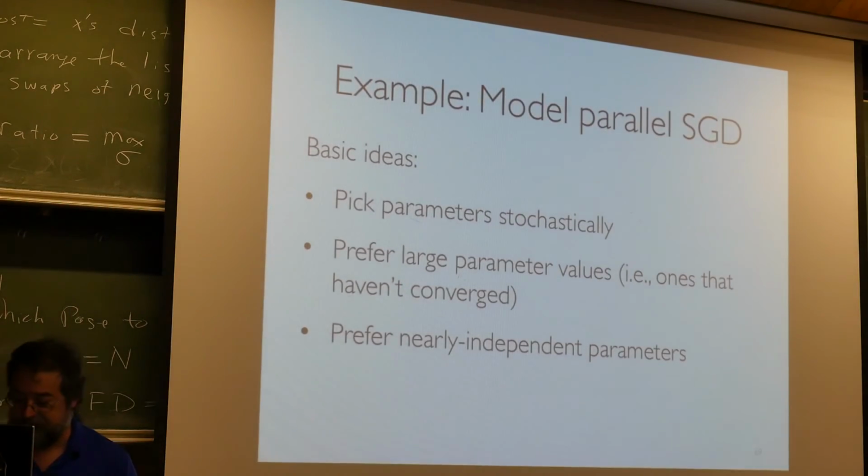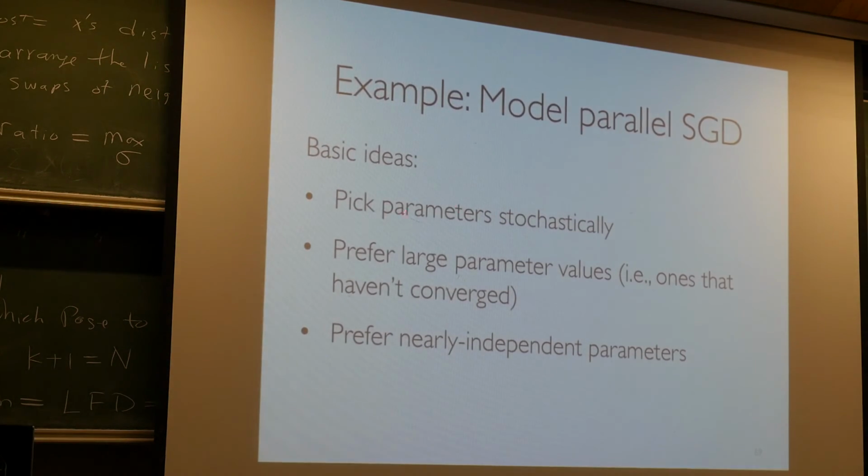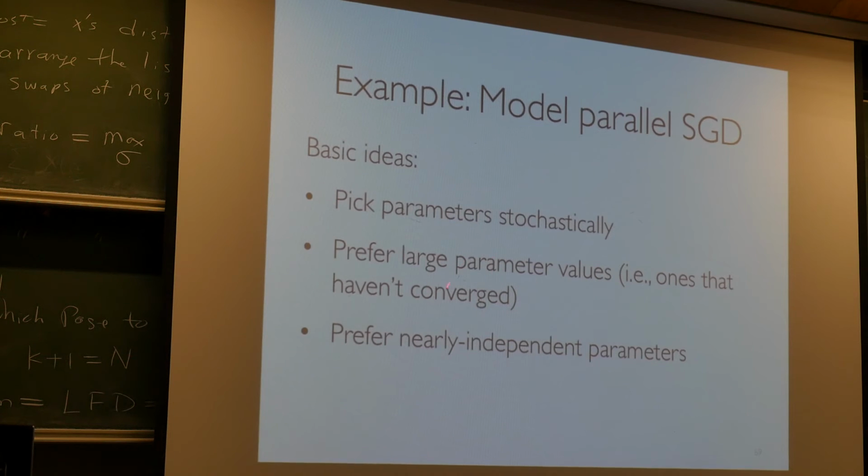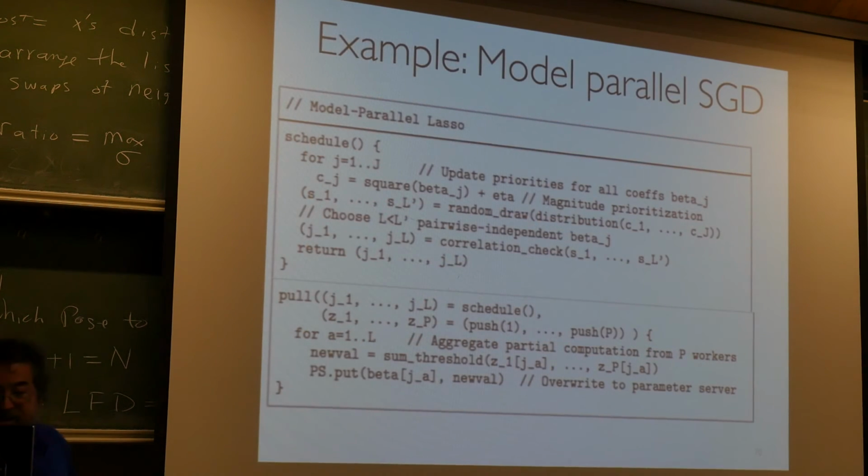So when we implement this, here's the basic idea. What we're going to do is we will pick a set of parameters stochastically, okay, but we're also going to impose a couple of preferences on this. So we're going to prefer parameter values that are large, because once things get small, they're mostly converged, so we're going to basically try and not schedule those updates at all. All right, we're also going to try sets of parameters that are independent.